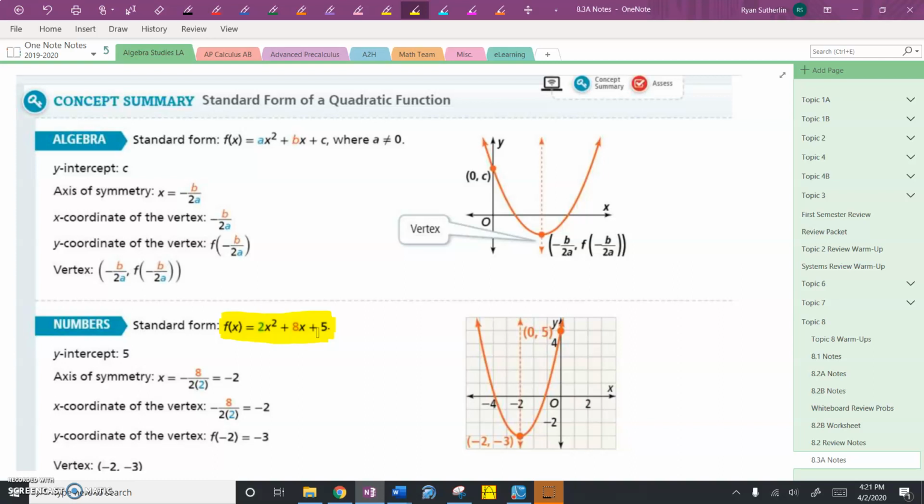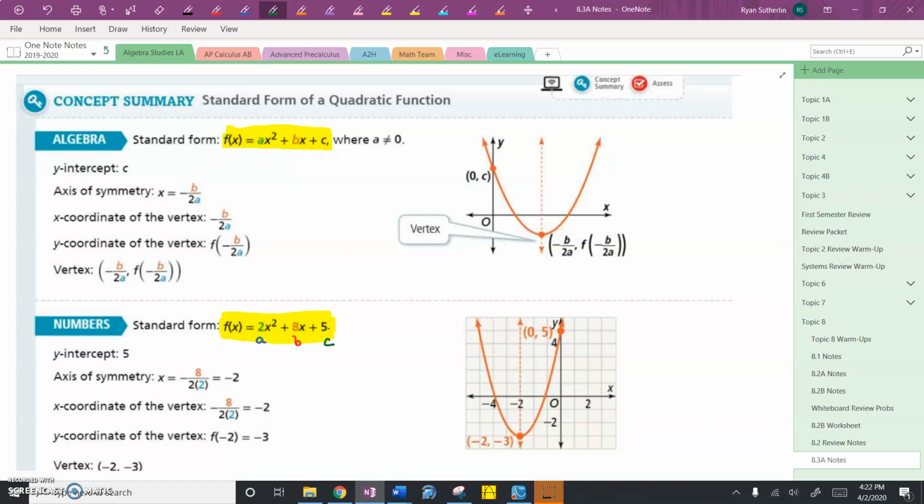So if we look at standard form of a function, when it's a quadratic, there are these letters here. The first letter, that's our a value still. The second letter is our b value. And the third number is our c value.